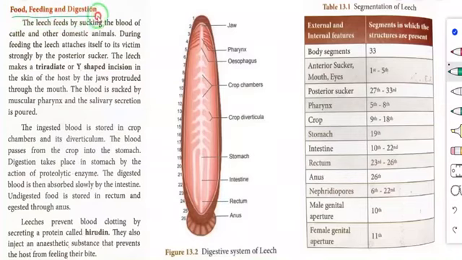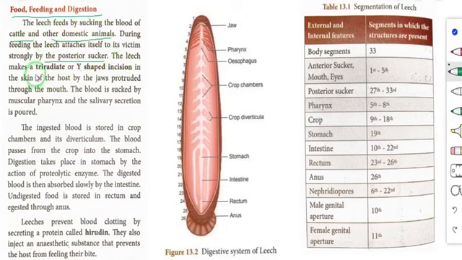Food, feeding and digestion. The leech feeds by sucking the blood of cattle and other domestic animals. Already I told you the leech can suck blood from cattle, domestic animals, fishes or human beings. During feeding, the leech attaches itself strongly to its victim by the posterior sucker. Victim means the host, a living organism, maybe cattle or domestic animals.